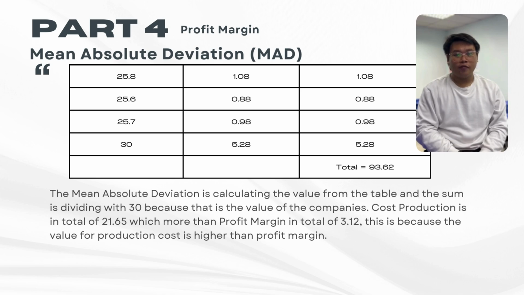Next, I will be presenting MAD, which is mean absolute deviation. The mean absolute deviation is calculated from the values in the table, and the sum is divided by 30 because that is the number of companies. Cost of production is in total 21.65, which is more than the profit margin in total of 3.12. This is because the value of production cost is higher than the profit margin.